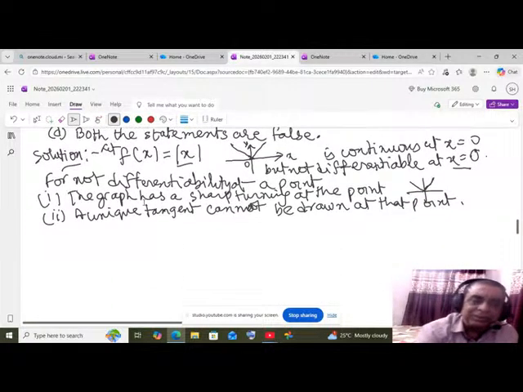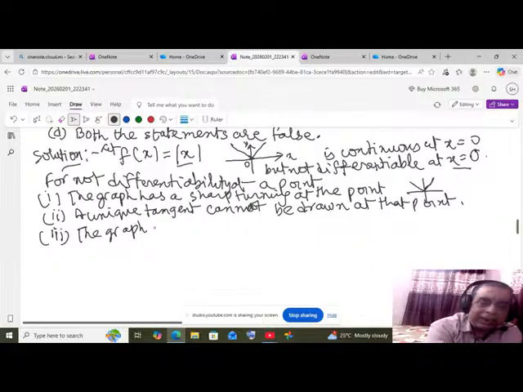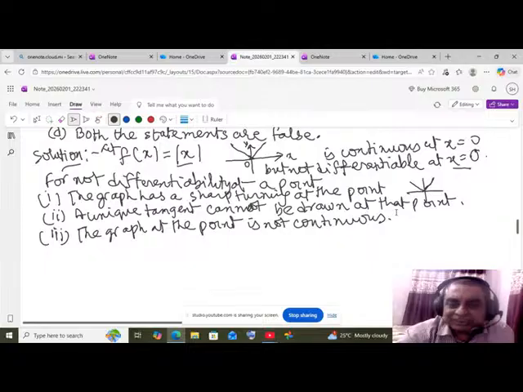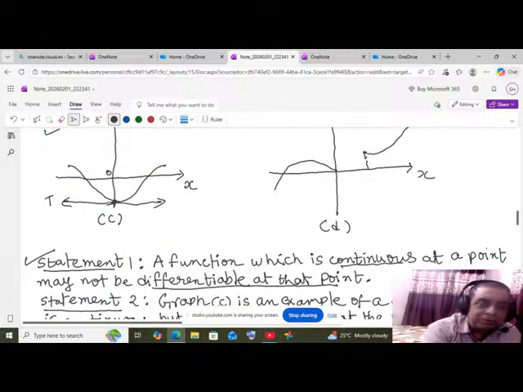The third condition for non-differentiability is that there should be a breakage. The graph should not be continuous at the point. That means there is a hole or break. Now in the present case, the graph is continuous. There is no hole or breakage at x equals 0.